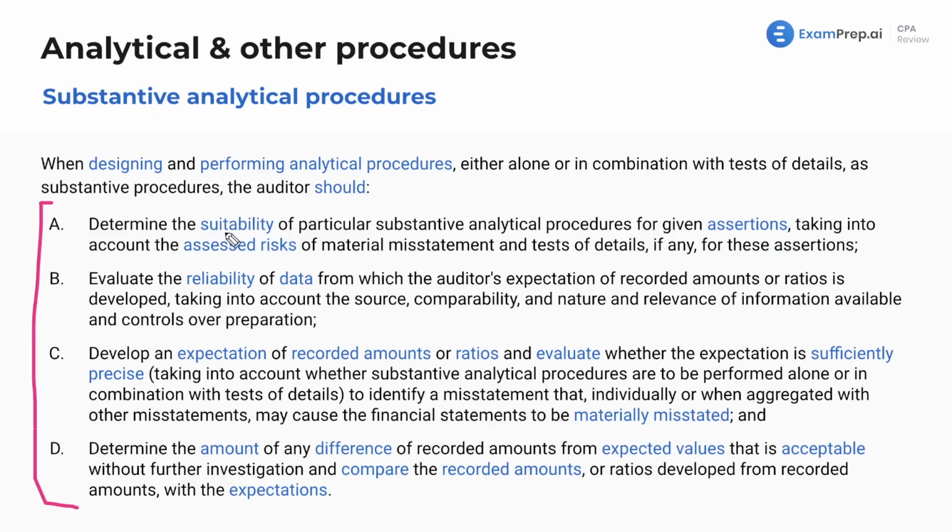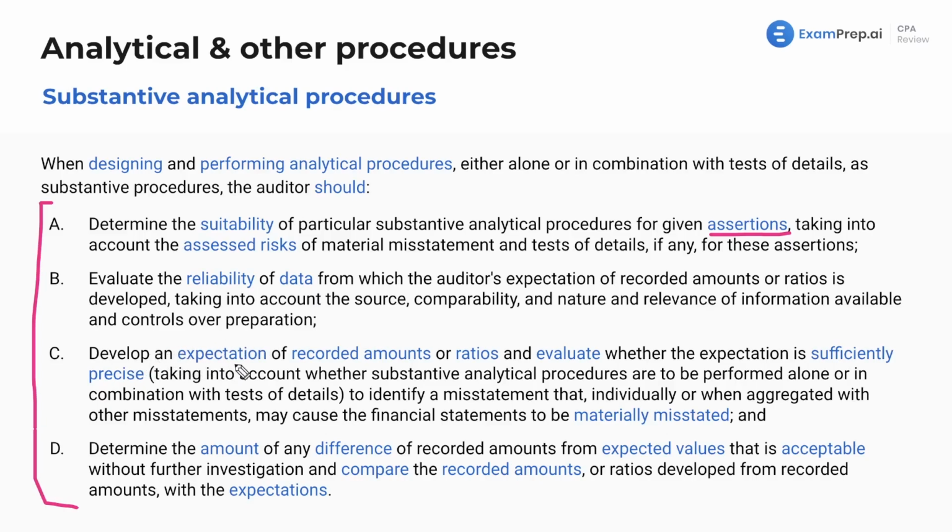You should determine the suitability of particular substantive analytical procedures, given the assertions. Essentially, just assess, are we testing existence, valuation, accuracy, something like that? Just assess, is it suitable for that test, for that assertion? Next, evaluate the reliability of the data. If the data is not reliable, then you probably shouldn't do that. I'm kind of breezing over this because, like I said, this is covered in our substantive procedures lesson. I just wanted to include it in here, give it the perspective, again, within its own lesson.